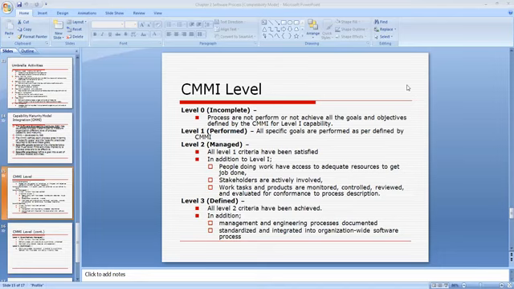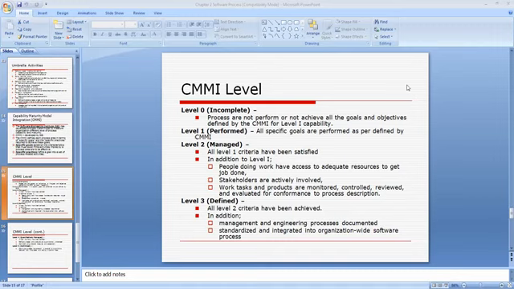Then level 2 is there. Now this level is called the managed level. Level 2 is called the managed level. Now all level 1 criteria have been satisfied in level 2. What is the first condition? In the managed level, all level 1 criteria have been satisfied. In addition to level 1, people doing work have access to adequate resources to get the job done.